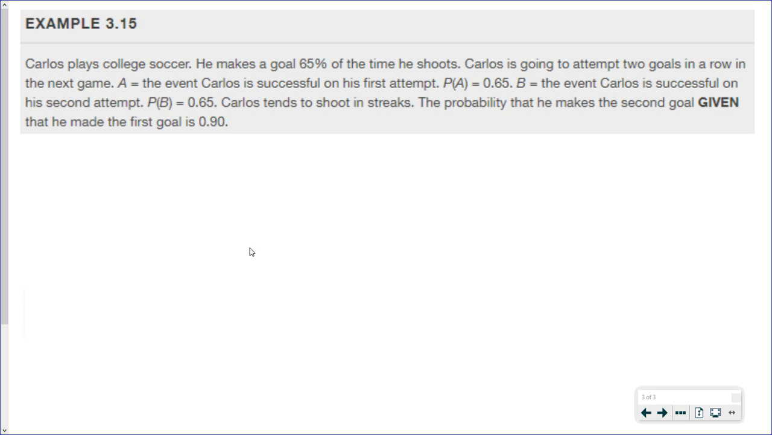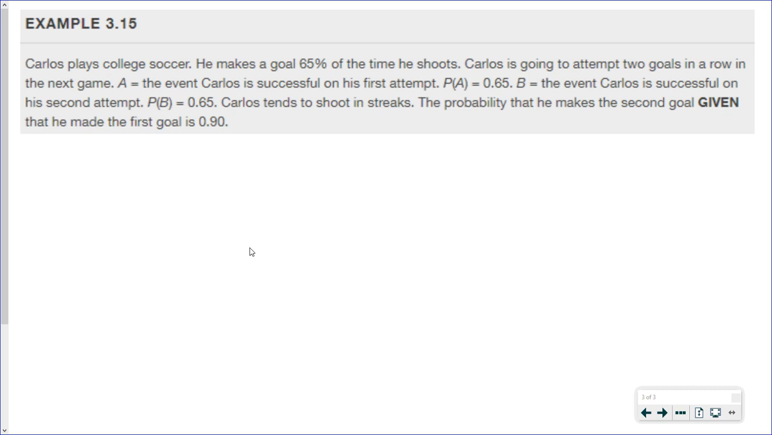In this example, we're looking at Carlos playing college soccer. He makes a goal 65% of the time he shoots. Carlos is going to attempt 2 goals in a row in the next game. A is the event that Carlos is successful on his first attempt, and the probability of A is 0.65. B is the event that Carlos is successful on his second attempt, which is probability of B is 0.65.